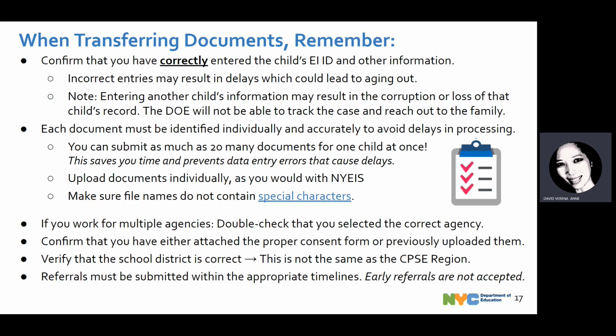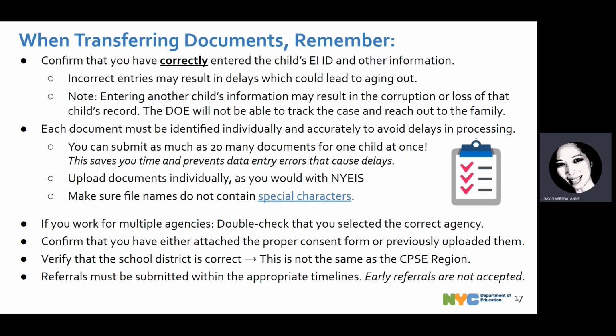To wrap up this section, here are some key reminders regarding transmission of documents. Confirm that you have correctly entered the child's EI ID and other information. Incorrect entries may result in delays, which could lead to aging out. Please note that entering another child's information may result in the corruption or loss of information of that child's record. The DOE will then not be able to track the case and reach out to the family, which may lead to the child aging out.